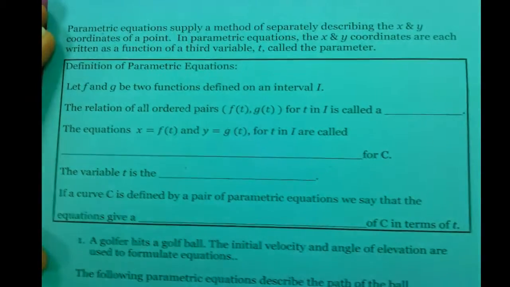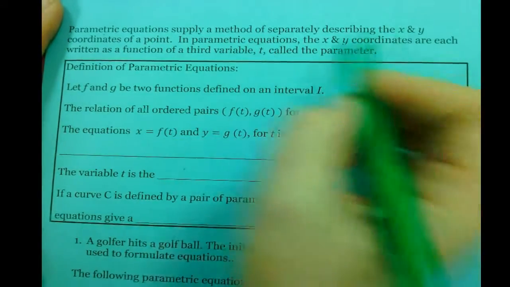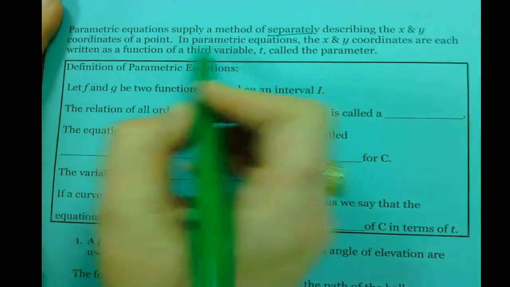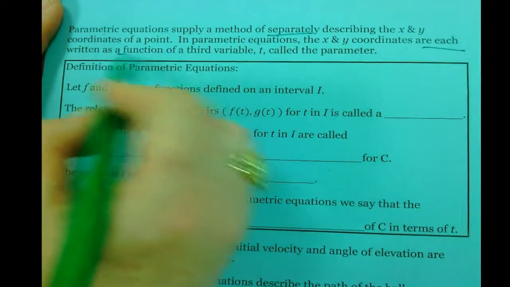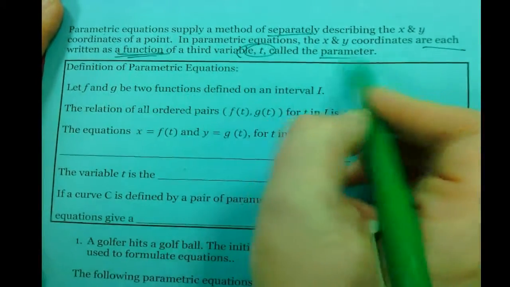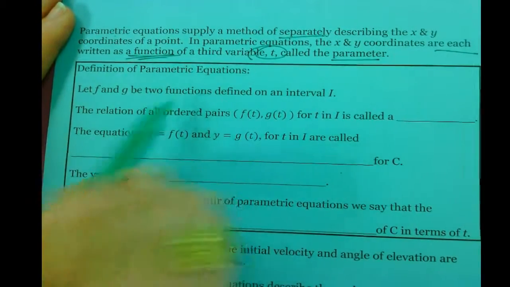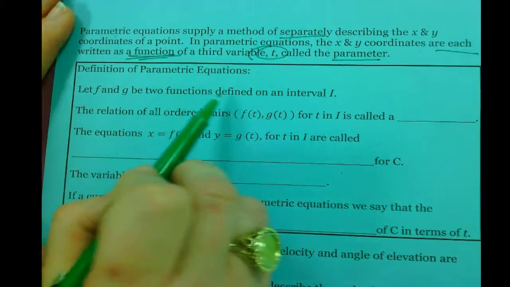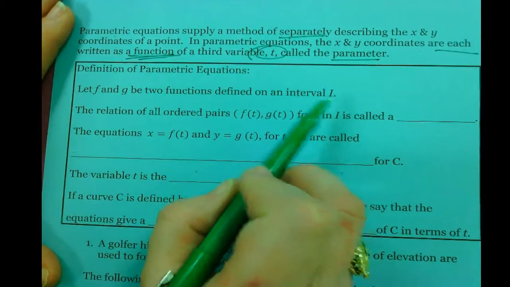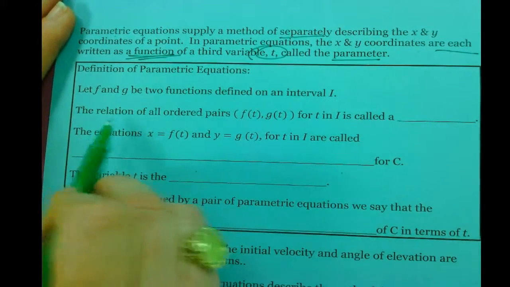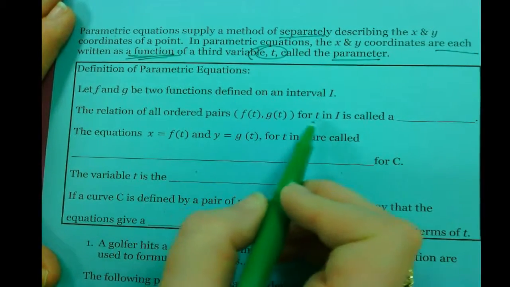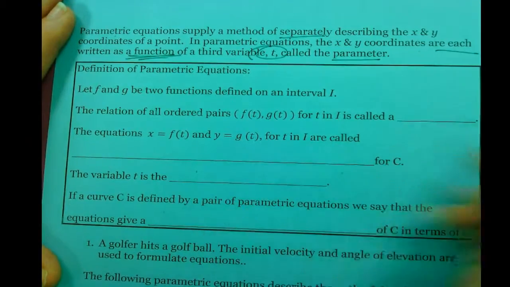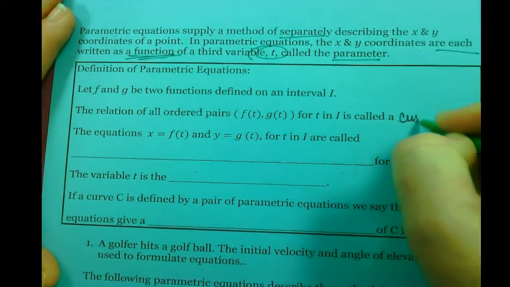So, parametric equations supply a method of separately describing x and y coordinates. In parametric equations, the x and y coordinates are each written as a function of a third variable t called the parameter. So here's your definition of parametrics. We're going to let f and g be two functions defined on an interval I. So there's always going to be an interval there for you. The relation of all ordered pairs, f of t comma g of t, it's like your x, y, for t in this interval is called the curve C.